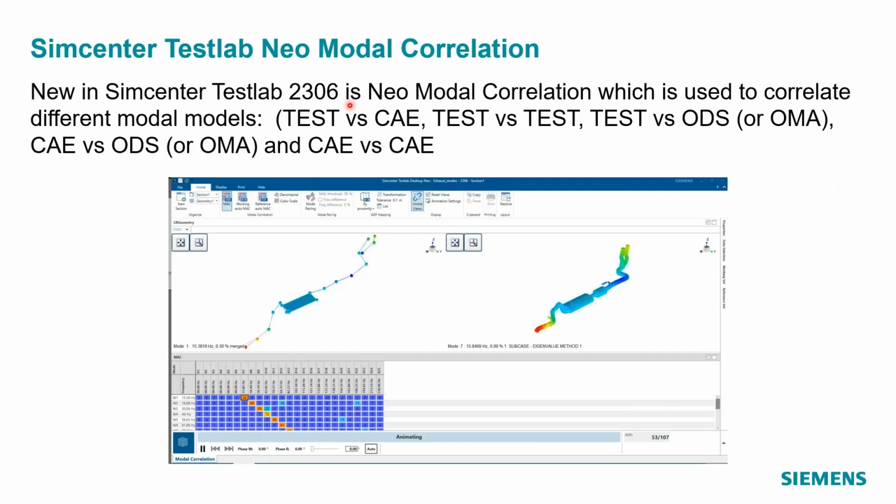So what's new in SimCenter TestLab 2306? This release came out in July, and we've added a task for modal correlation, and it can be used to correlate any type of modal model. I put some notes in here that normally it's test versus CAE, but it could also be used for test versus test, test versus operating deflection shape or operational modes, CAE versus ODS or operational modes, or even CAE versus CAE if you have different design iterations. And here's a screenshot of it.